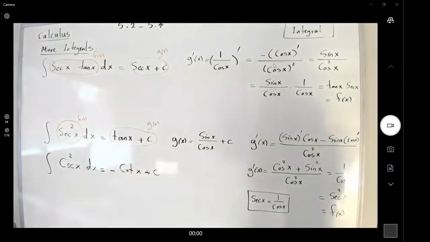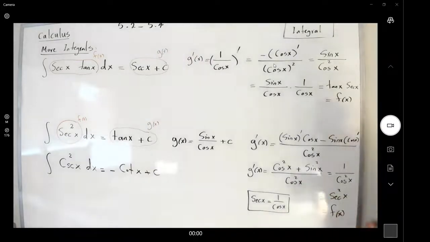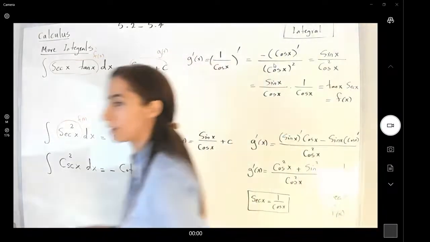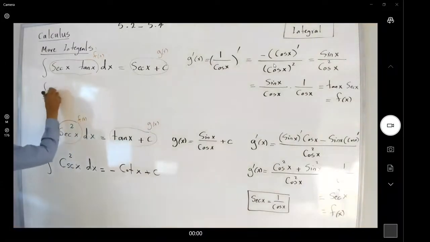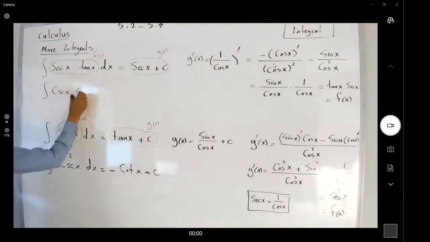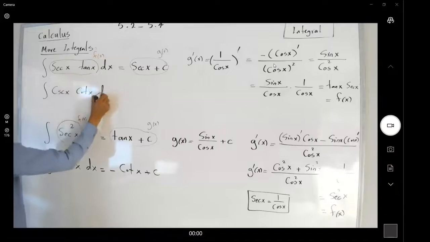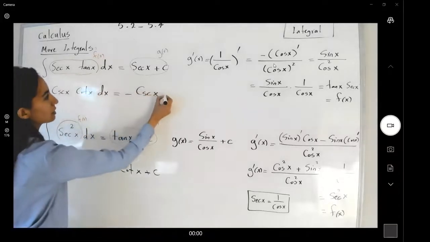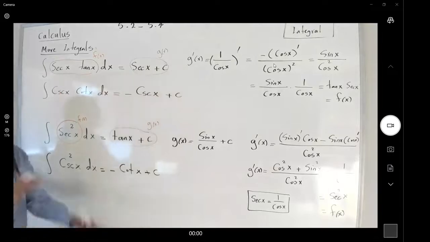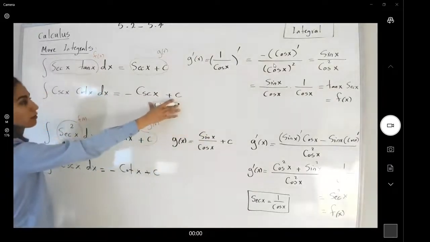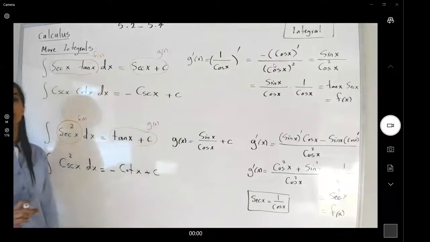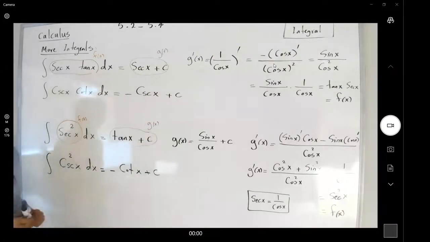Well, what if we have the integral of cosecant cotangent? Now it's going to be negative cosecant of x. The integral of cosecant of x, cotangent of x, dx is minus cosecant of x plus c. With the same approach, same method, taking the derivative of the right-hand side is equal to function f.